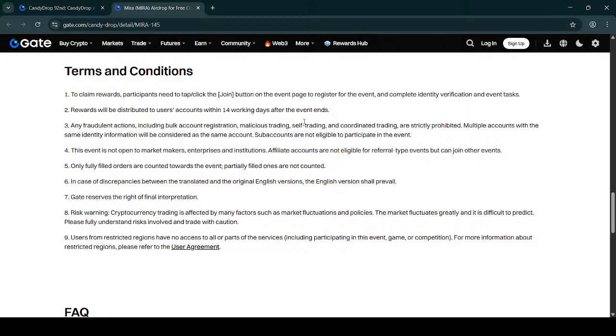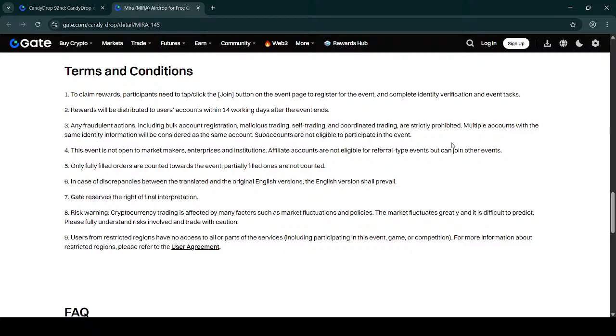So in, guys, any feature of malicious action, including bulk account registration, malicious trading, self trading, and coordinated trading, is strictly prohibited. Multiple accounts with the same identity information will be considered the same account, and substitute accounts are not eligible to participate in the event.